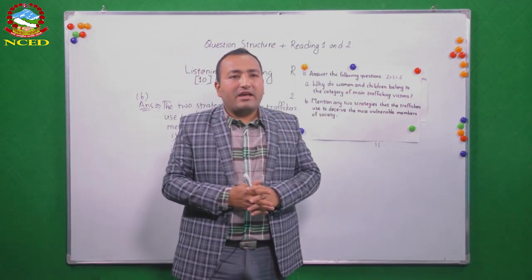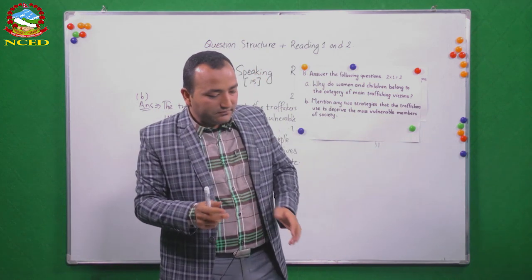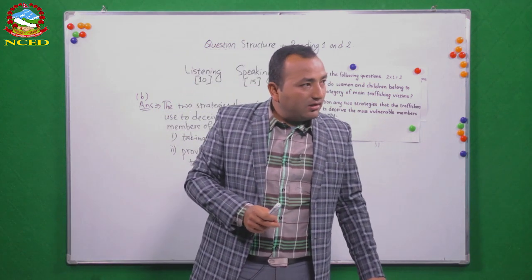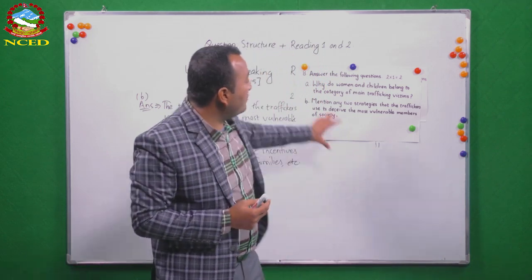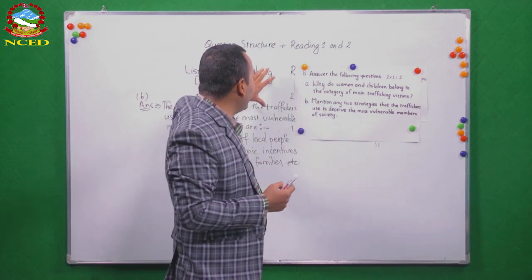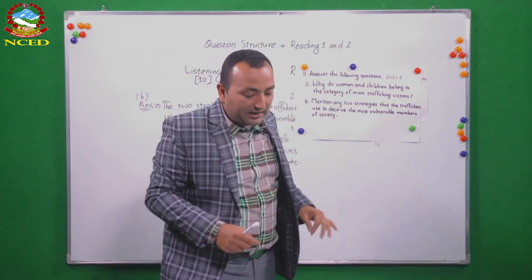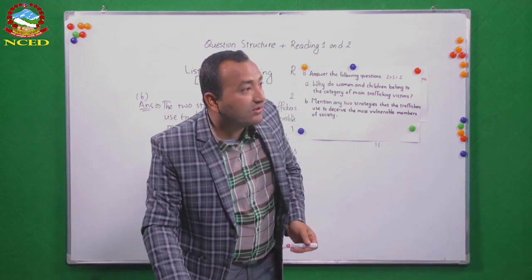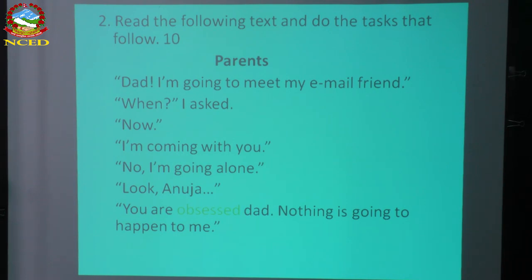Now we have got another. I have got one more set, two questions we dealt with here. One is the first question, and the second passage. Let me show you the second passage here. This is from the parents. Read the following text and do the tasks that follow for 10 marks. Parents, you have heard the story. You have gone through the story. I think you already know what it is about.